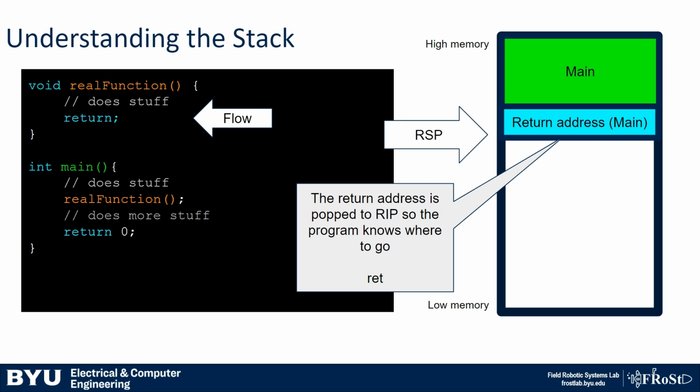When the return statement is also hit, real function is going to look at the return address that was previously put on the stack, and it's going to put that return address into RIP, which you might remember is a register that points to the next instruction that is to be read. So in other words, return is a fancy way of saying pop RIP.